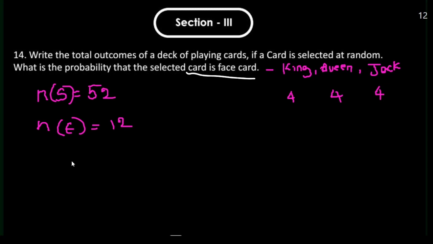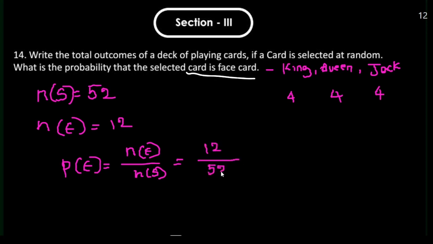Now we need to find the probability of selecting a face card out of all the cards, right? Then P of E will be N of E by N of S. N of E is equal to 12, N of S is 52, right? Now, if you just cancel it, then what happens here? 4 ones are 4, 4 threes are 12, and 4 ones are 4, 4 thirteens are 52. So it is 3 by 13. So this is the probability of getting a face card. Got it?